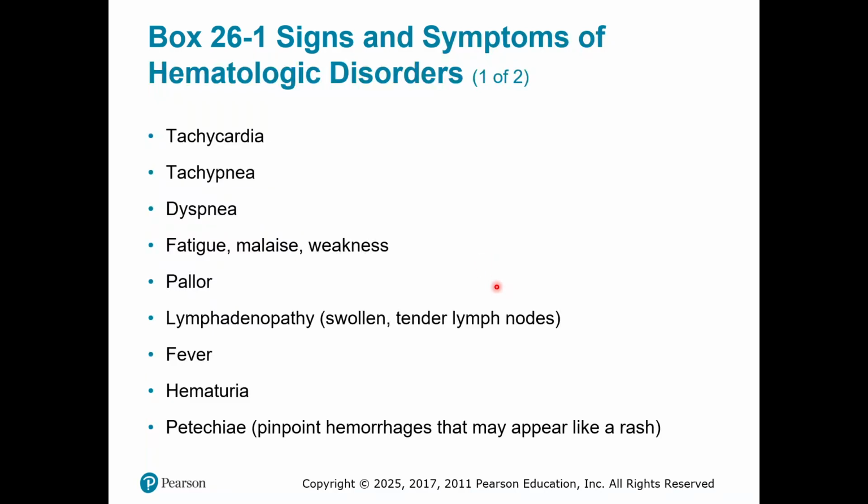So, signs and symptoms of a hematologic disorder. They're tachycardic. They're breathing fast with tachypnea. They have dyspnea, difficulty in breathing. Fatigue, malaise, weakness, pallor. Their lymph nodes could be swollen, tender. They have fever, hematuria, and petechiae. And petechiae, remember this definition, is pinpoint hemorrhages that may appear like a rash.